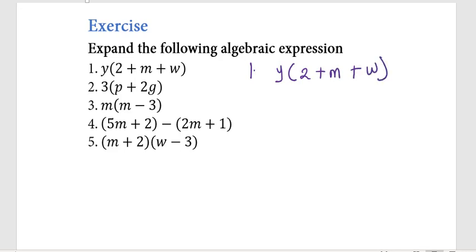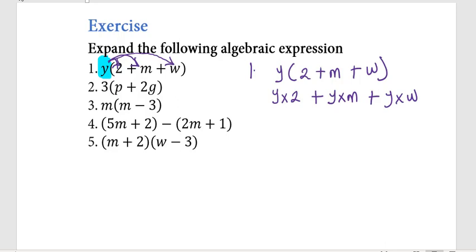Now in expansion, what you simply do is use this single value you have here to multiply everything you have inside this bracket or parenthesis. So you multiply them one after the other. So let's expand. You have y multiplied by 2 plus, so you've done the first part using this to multiply this. Second one, y multiplied by m plus, and the third, y multiplied by w.